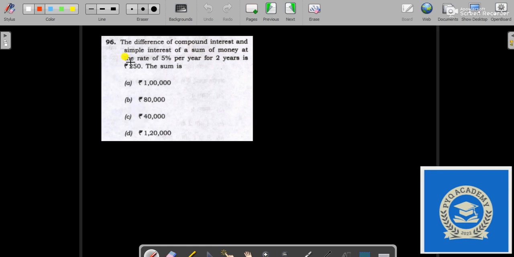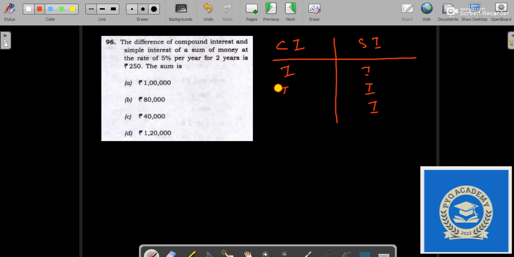In the next question, it is given that the difference of compound interest and simple interest of a sum of money at the rate of 5% per year for 2 years is 250. The sum is? There have been various questions asked on this topic. One is CI, another is SI. So what is the difference? The conceptual difference is that in simple interest the interest for every year will be the same, but in compound interest it will be different. It will be like interest on interest, then interest on interest on interest.